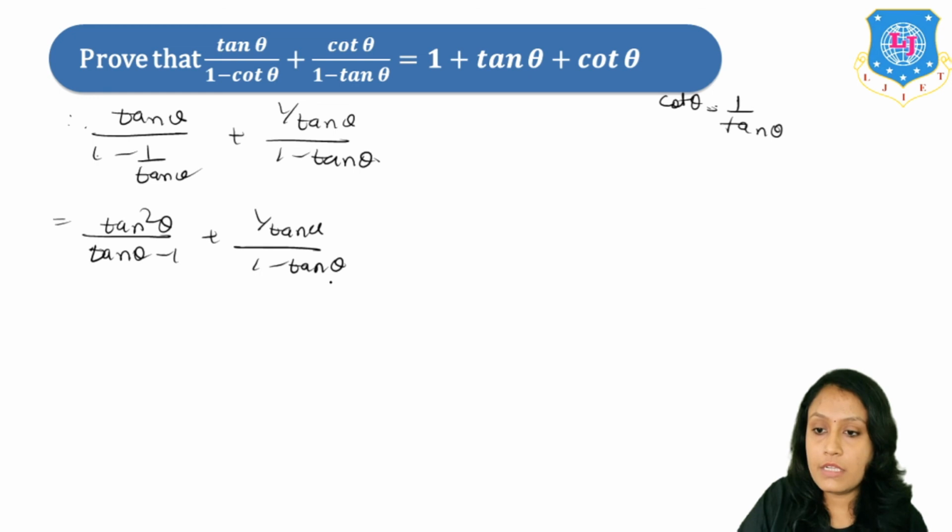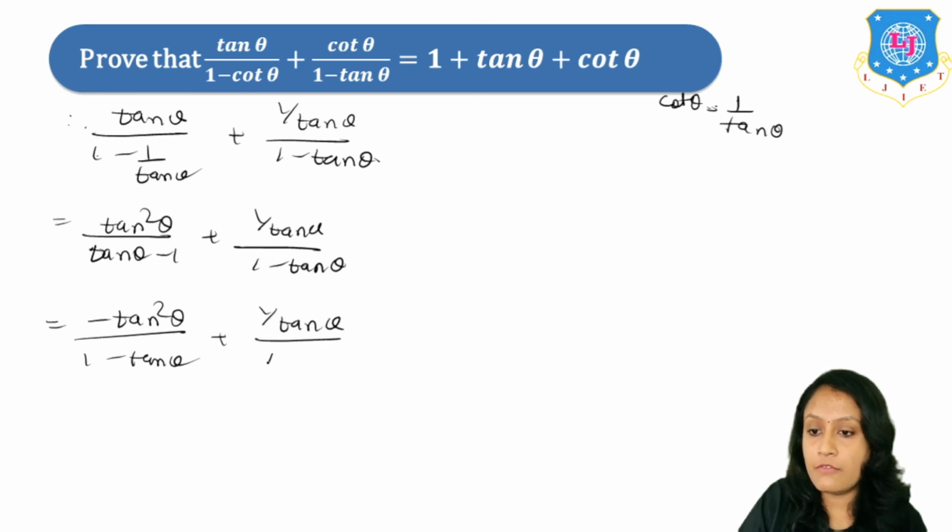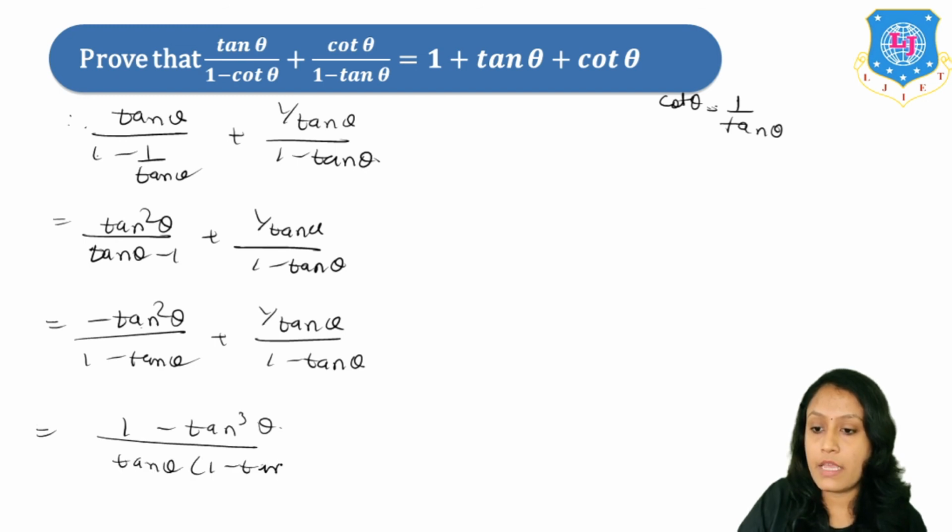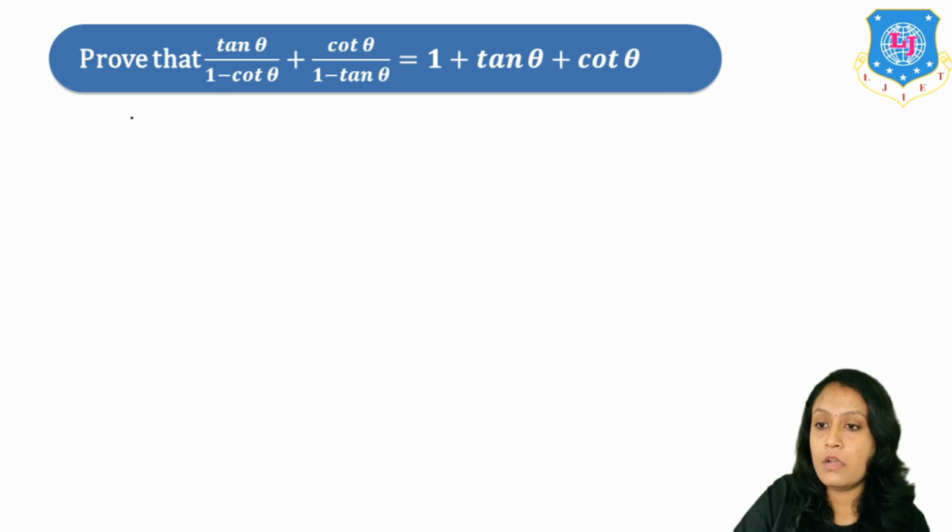Now make this denominator the same. For this you can take the negative sign common. So it will give you minus tan square theta upon (1 minus tan theta) plus 1 upon tan theta into (1 minus tan theta). Now the denominator is the same, so we can write it like this. Also multiply tan theta over here, so you will get (1 minus tan cube theta) upon tan theta into (1 minus tan theta).